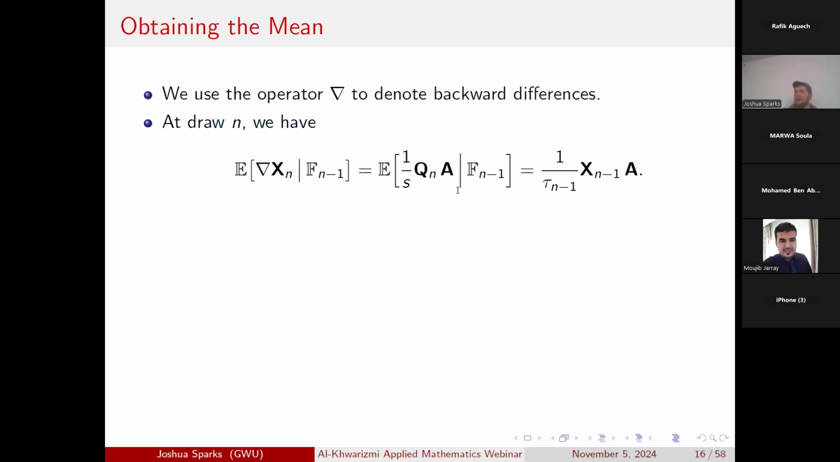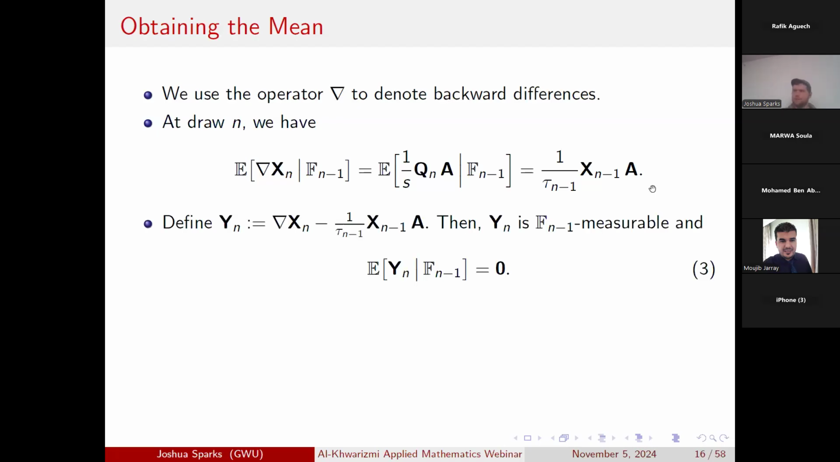And so given it like this, this A matrix pulls out, and it becomes something based on the means of either the multivariate hypergeometric distribution or the multinomial distribution. We'll still end up constructing 1 over tau sub n minus 1 times your previous case of x sub n minus 1 times the A matrix. We'll define this y value. Essentially, we're doing this because we eventually want to treat del of y sub n as a martingale difference.